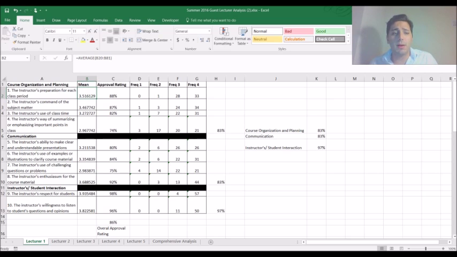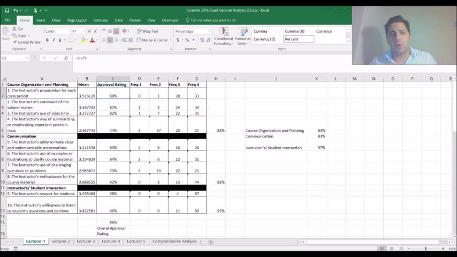So we came up with approval rating. Here we just take 3.5 out of 4, and what is the percentage? It's very simple. We didn't use any advanced analytical functions. It's all either averaging them or dividing them. It's very easy. It's just a matter of what you do with it. And these are the ratings. So this instructor's preparation for each class period got an 88% approval rate.